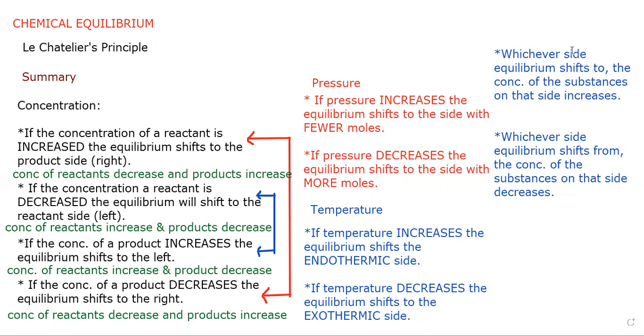And just remember, wherever equilibrium shifts, anything on that side will increase. So if it shifts to the right, whatever is on the right will increase. And wherever it is shifting from, the substances on that side will decrease. So if it is shifting from the left side to the right, whatever is on the left will decrease. All right, so that is it for Le Chatelier's principle.